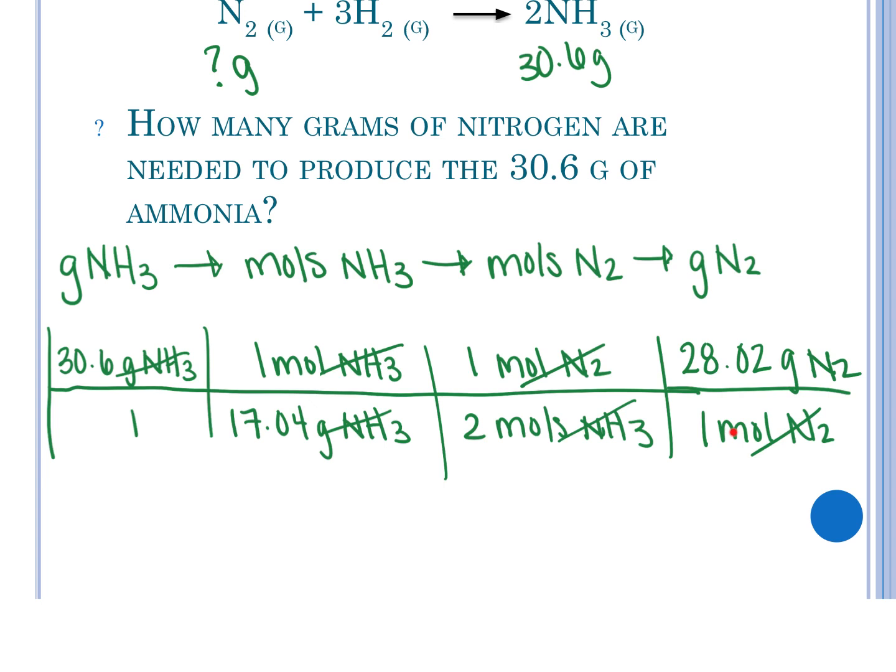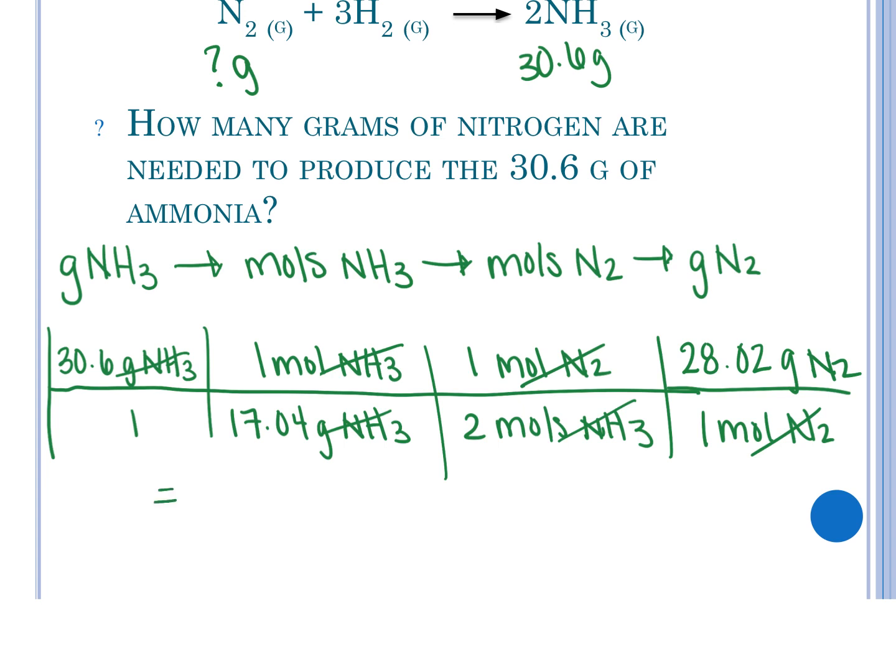So our moles of nitrogen cancel. The only unit that doesn't cancel is grams of nitrogen. Does that match what our final unit needs to be? So it's time to calculate. Everybody practice. Make sure you know how to type this in your calculator. Multiply the top row, get an answer. Multiply the bottom row, get an answer.